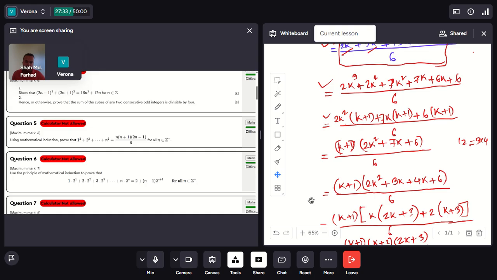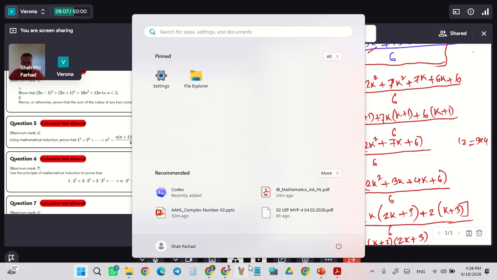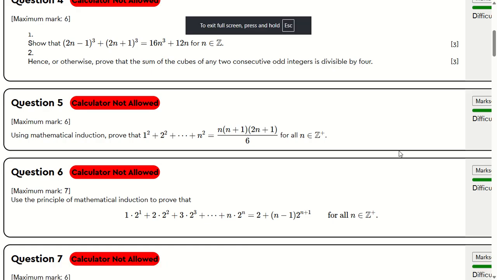Okay, same process. Yeah, same logic, right? Same logic for all. If it is not mentioned to use the principle, no, but you can use this. Okay, if we go for another example, then it will be clear to you.